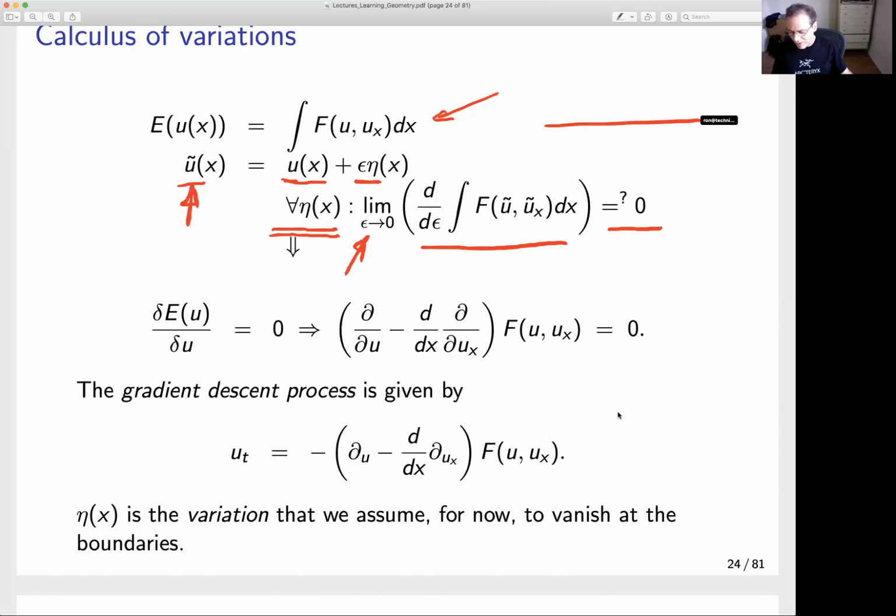So again, I have my function, and somebody is telling me, look, this would be your variation. So this would be my eta. And for each and every eta, I would like my derivative of the functional with respect to epsilon to be equal to 0. And I'm telling you that for this specific simple case of a one-dimensional function, this is what we are getting, okay? And obviously, I can use it as a gradient descent with a minus sign if I would like to go to the optimum.